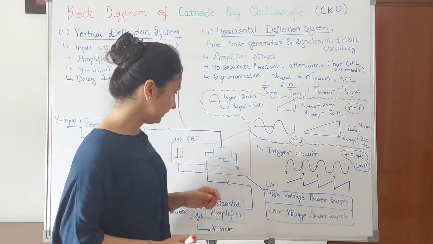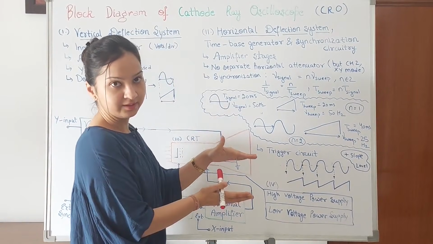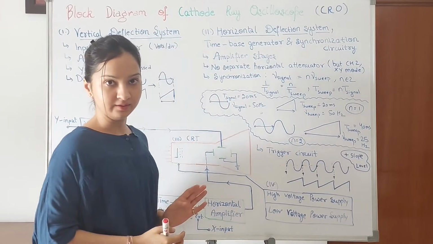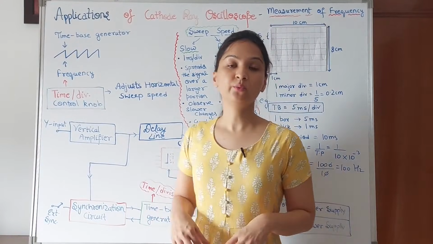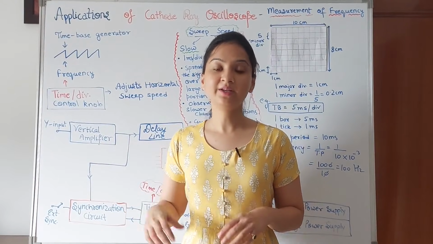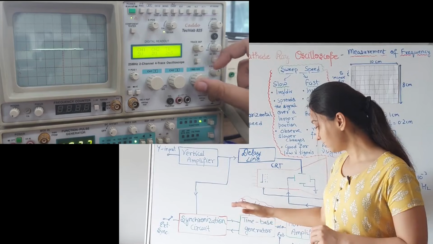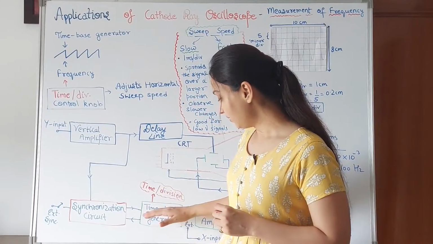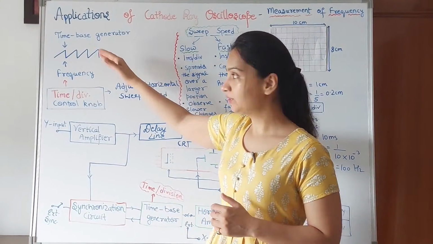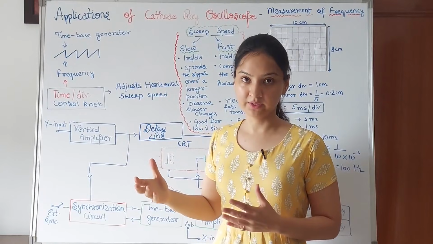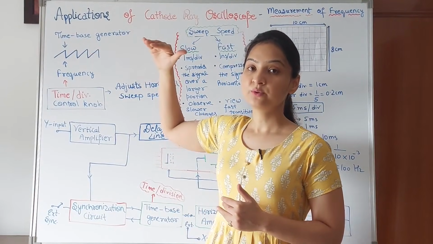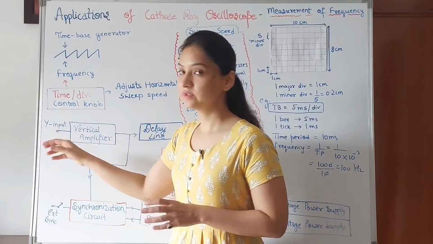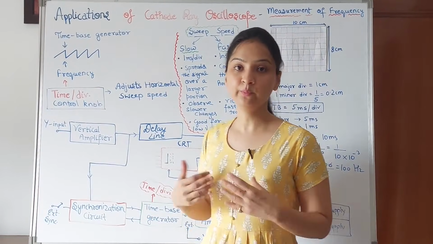The Y deflection plates are placed horizontally in a cathode ray tube, while the X deflection plates are placed vertically. The frequency of the time-based generator, which controls the horizontal sweep speed, is primarily adjusted using this time per division control knob that you can find on the front panel of the CRO. This time-based generator produces time-based voltage or sawtooth voltage, and it is this sawtooth voltage which provides the necessary horizontal sweep to whatever Y input signal you are applying to the Y deflection plates.